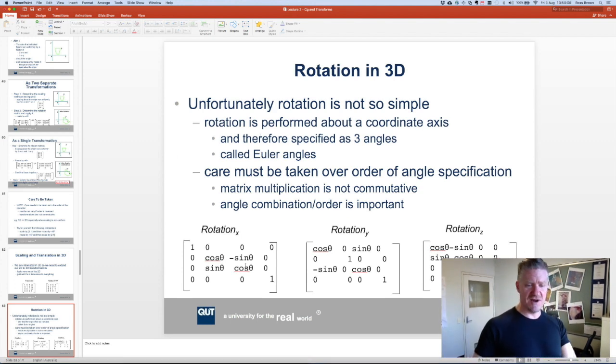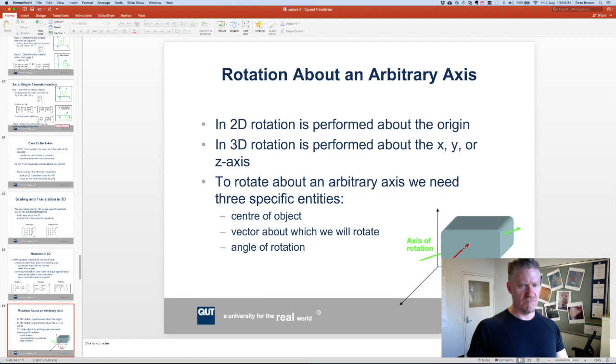So let's do a rotation. There are 3 angles around each of the axes, called Euler angles, but they're subject to gimbal lock, which is why quaternions are used, because you can linearly interpolate between the 2 positions much better and avoid the gimbal lock that occurs. Matrix multiplication is not commutative, and angle combination order is important. So if we want to rotate about an arbitrary axis, we still want to use Euler angles.